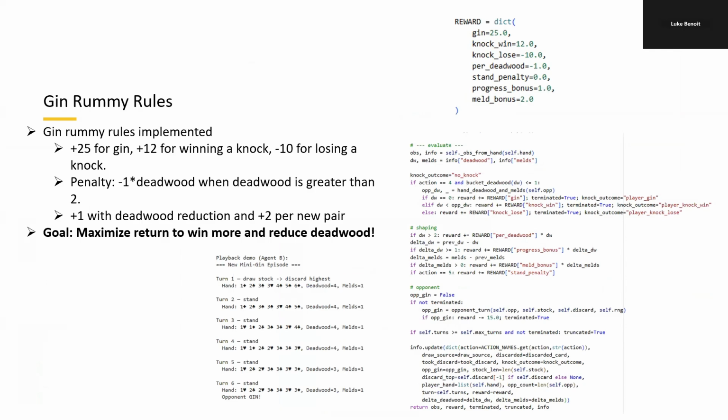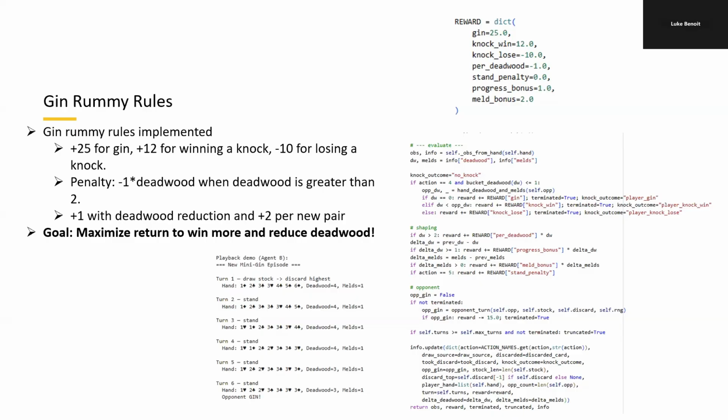So we have plus 25 for a gin, which means all of our cards match. We have a plus 12 for winning a knock, meaning we get rid of a card and the remaining deadwood we have is less than a value of 10, and minus 10 for losing a knock as well. So if the opponent wins, that's minus 10, and minus 25 if they get a gin.